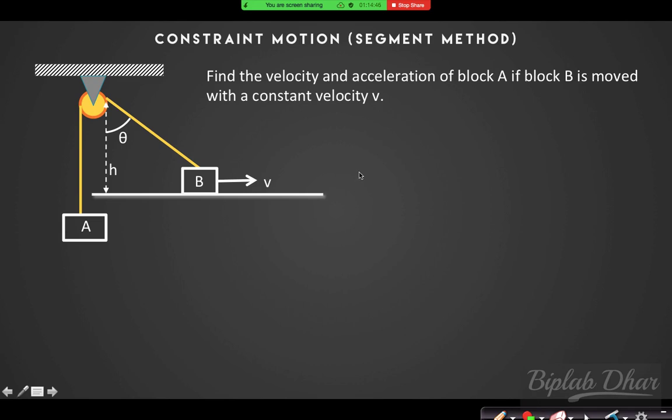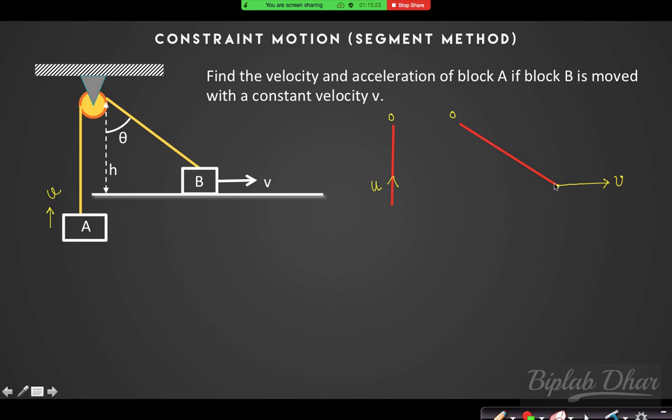Can you tell me how many segments are there? Two segments. Good. Now, if I try to write down the velocity of the ends, what about the top ends? Zero. The pulley is fixed. Let us assume the velocity of A is upward u. I do not know, it may be downward, so I have assumed it to be upward u. What about the velocity of the end of this second segment? V towards the right.